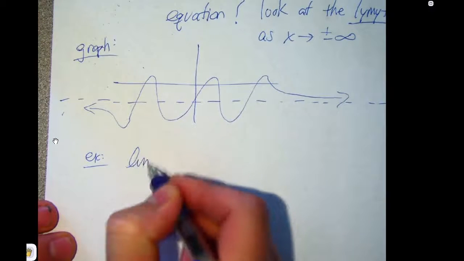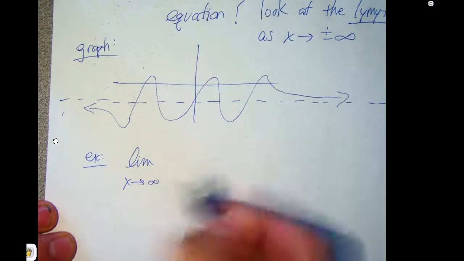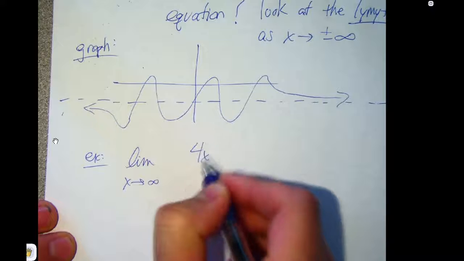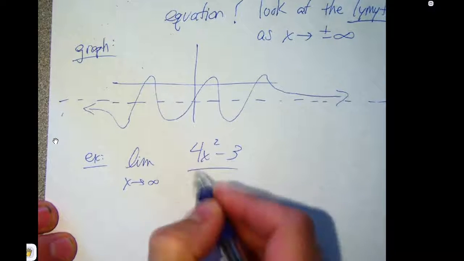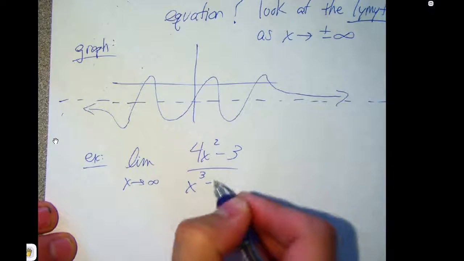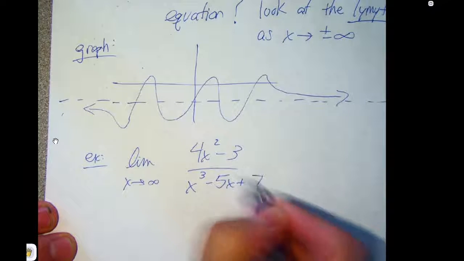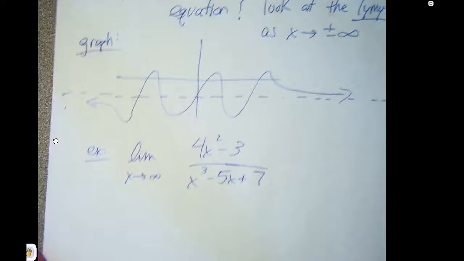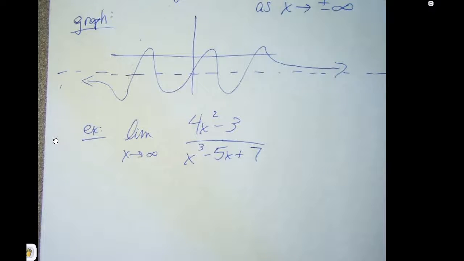So let's say the limit as x approaches infinity of (4x squared minus 3) over (x to the third minus 5x plus 7). Just as an example. So I'll do a couple examples and then I'll make like a general set of rules that we can apply to any problem. Hopefully any problem.